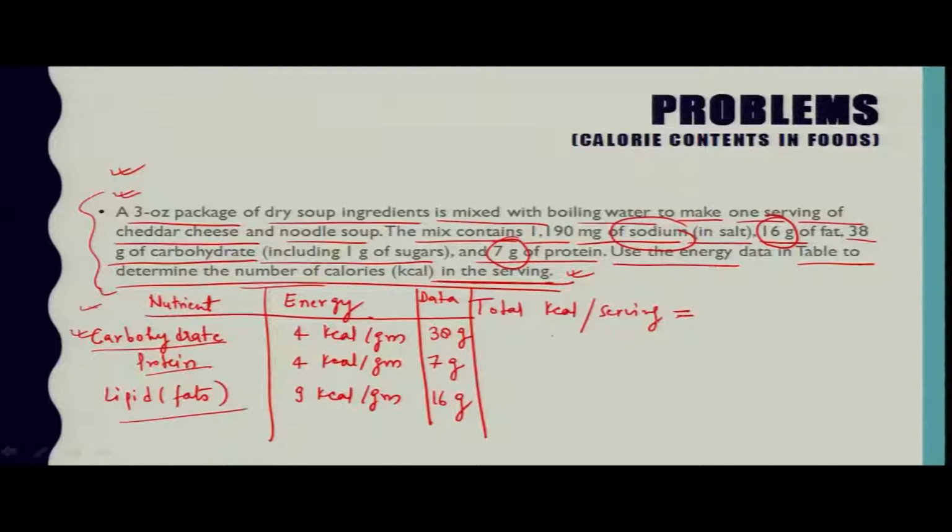So the total kilocalorie per serving will be equal to the number of calories provided by carbohydrate plus the number of calories provided by protein plus the number of calories in fat. So now the total kilocalorie per serving will be, if we start with the carbohydrate, 4 into 38 plus 4 into 7 plus 16 into 9. As a whole, if you multiply these factors and make a sum of that, you will find the value as 324 kilocalorie. So in this way you can calculate the number of calories per serving, whether it be a soup or any food.